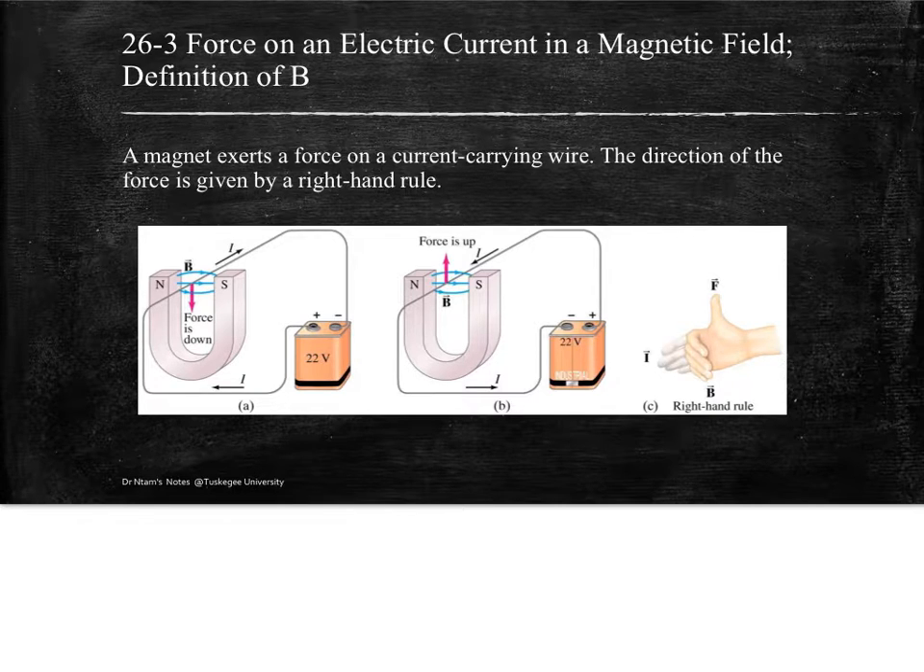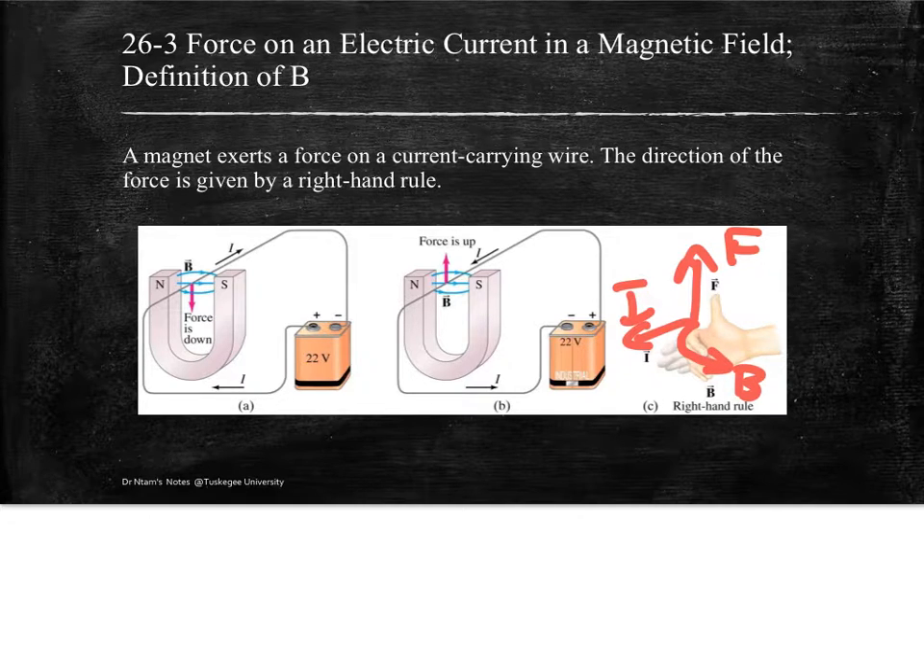Now the second right hand rule involves predicting the direction of the force on a current carrying conductor or the direction of force on a moving charge. So basically you place your straight fingers in the direction of the current, and then you bend your fingers in the direction of the field, and then your thumb gives the direction of the force.